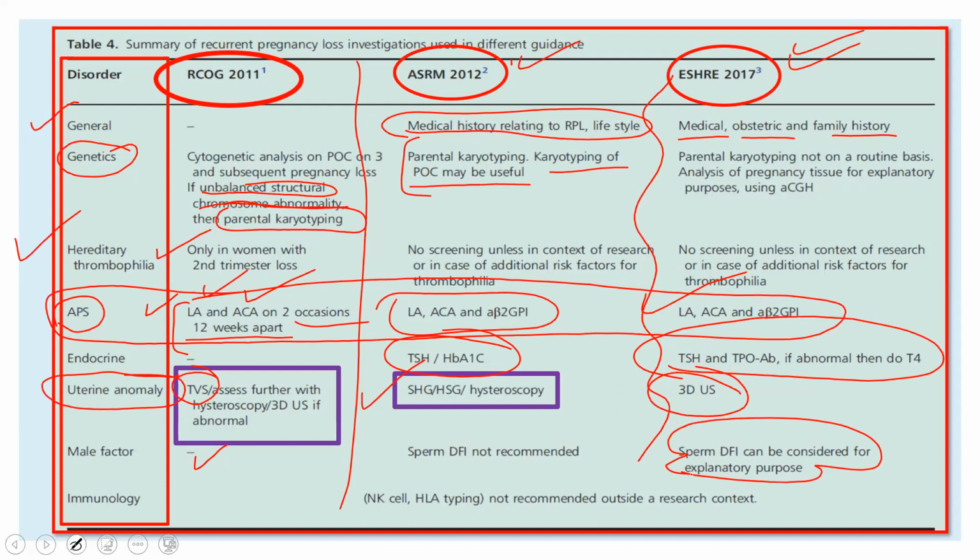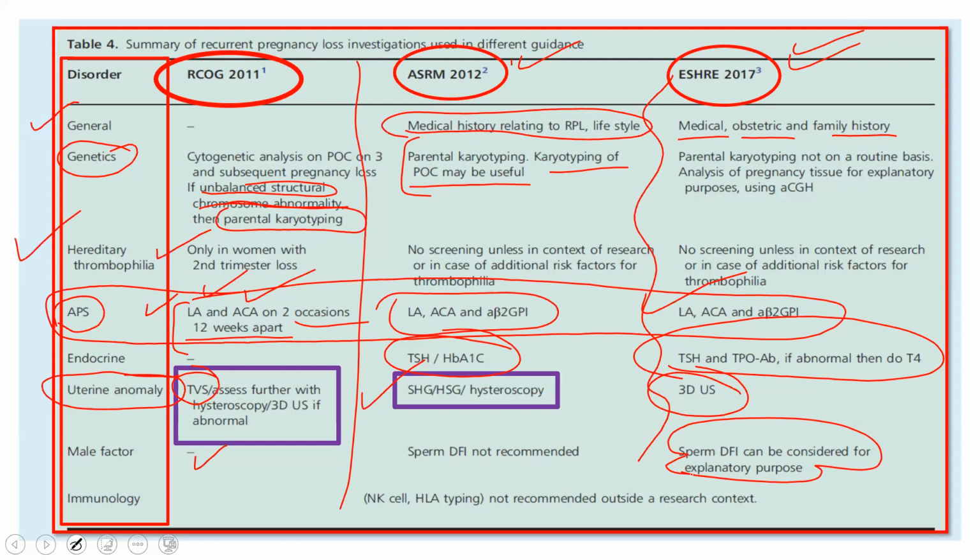Okay, so let me summarize again. First of all, we have to take the detailed history. We have to form a perception in our mind of what could be the probable cause. Then we have to find out the genetics. If it is the third consecutive pregnancy loss, we have to send it for genetic analysis. And if on genetic analysis we do see an unbalanced structural chromosomal abnormality, we are going to offer both parents, husband and wife, parental karyotyping.